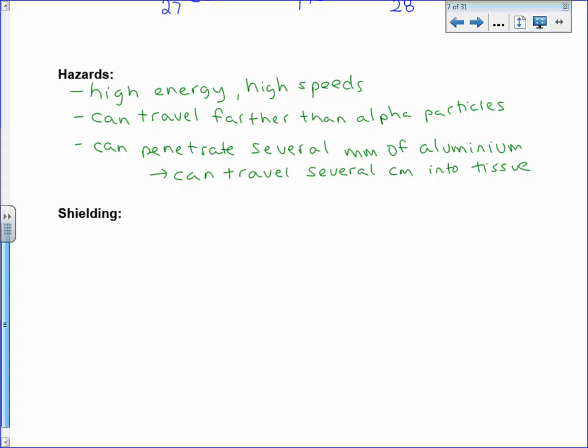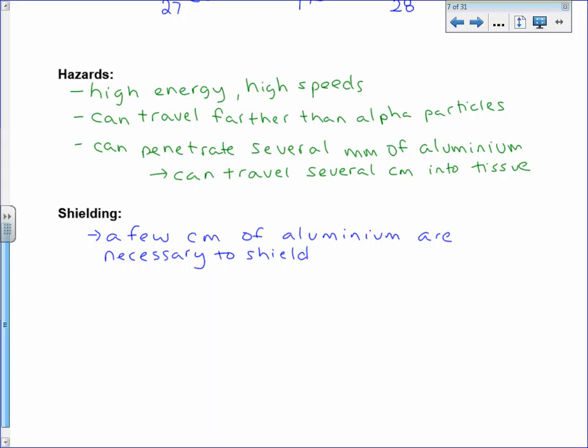They can be shielded by, basically, they need several millimeters of aluminum. So a few centimeters, let's say a few centimeters of aluminum are necessary to shield it. Okay, so that's beta negative.